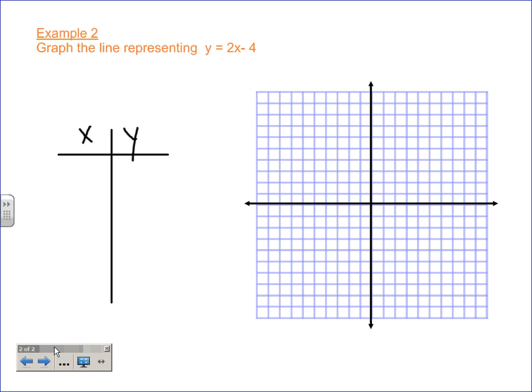For now, probably the easiest way to get an XY axis is to just trace the one from the other side. You should be able to see it through your paper. Just kind of go over the X and Y axis. All right, easy enough. Well, again, that would be X and that would be Y.